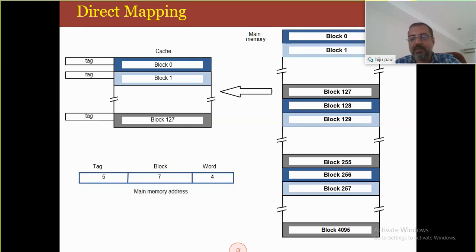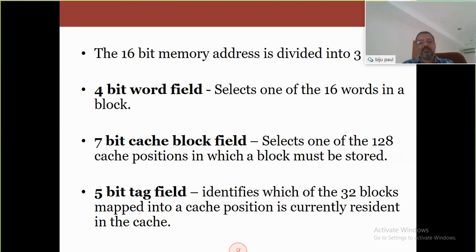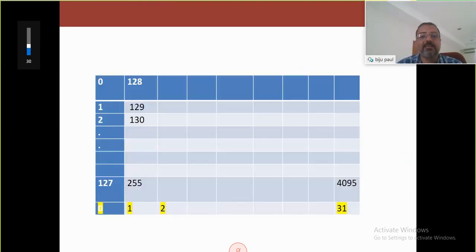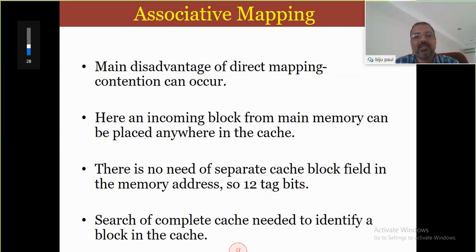Hope it's clear. What do you mean by direct mapping? Why is it called direct mapping? And how is the main memory address used to find out the location in the cache memory? And the advantages and disadvantages also. This diagram, this explanation we have already seen. Next is associative mapping.